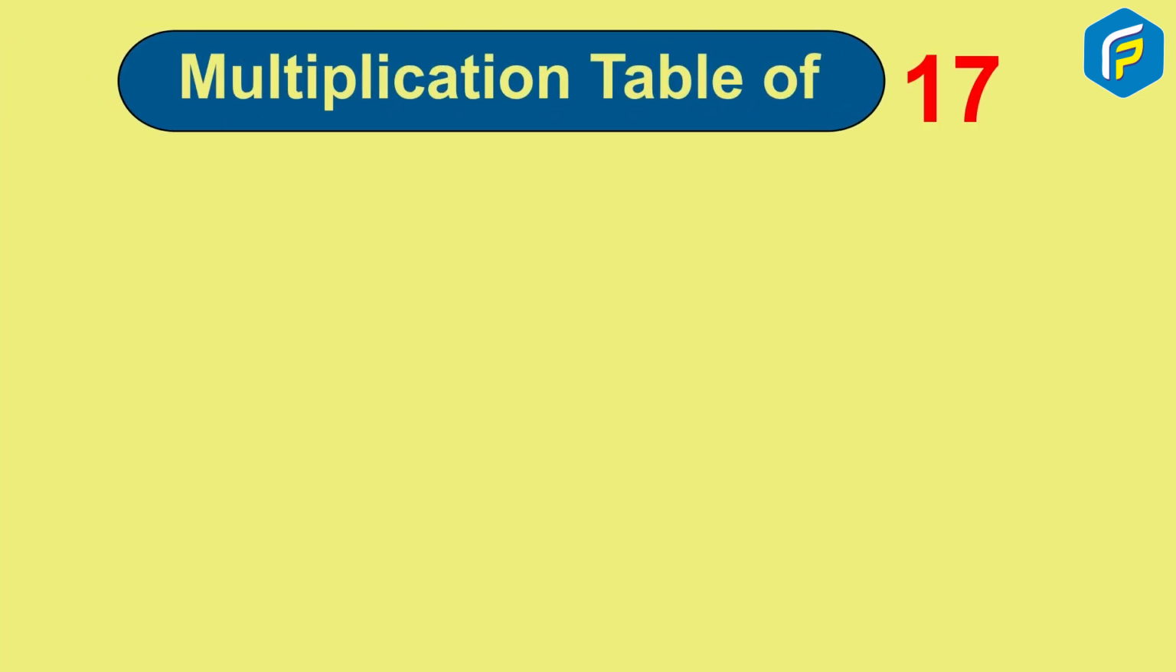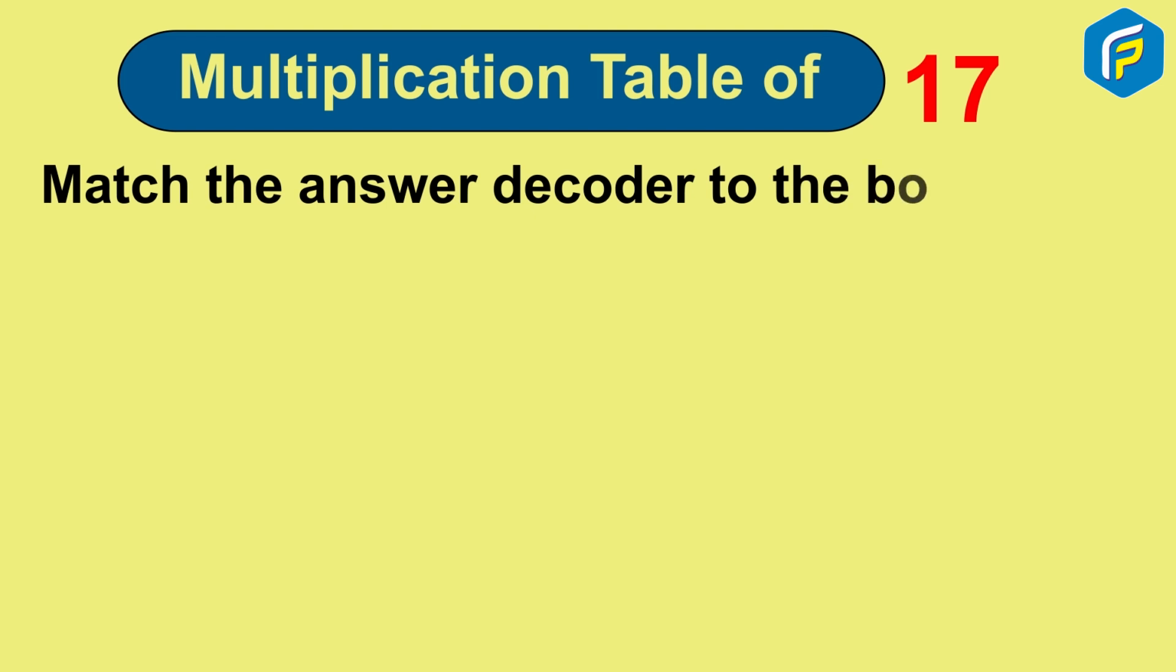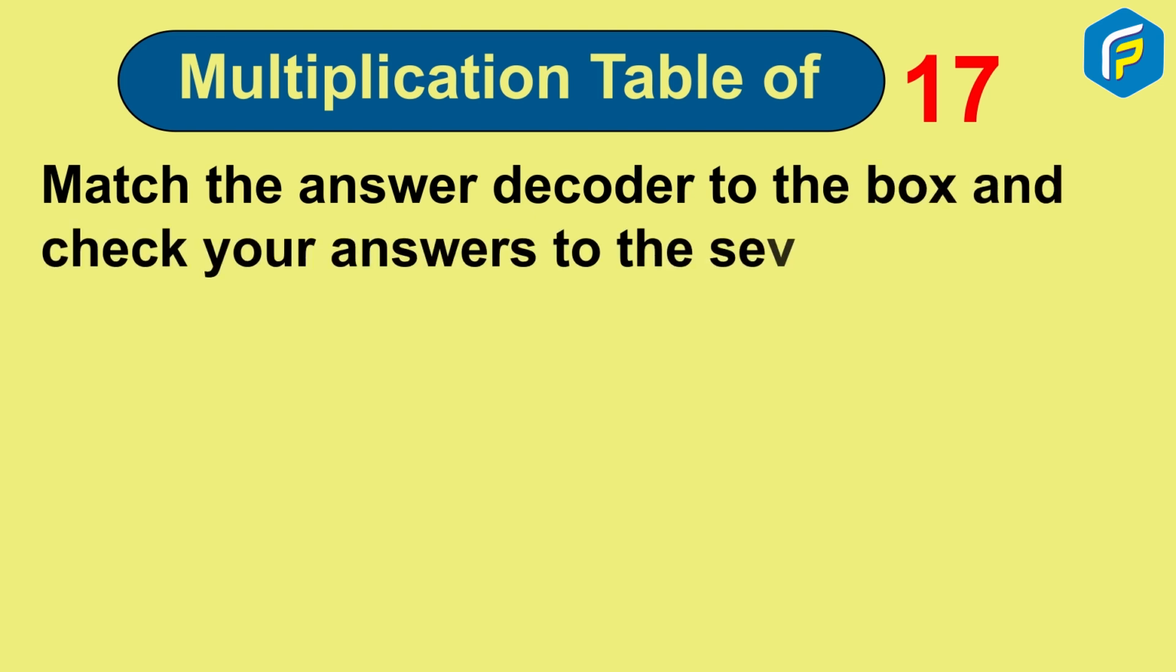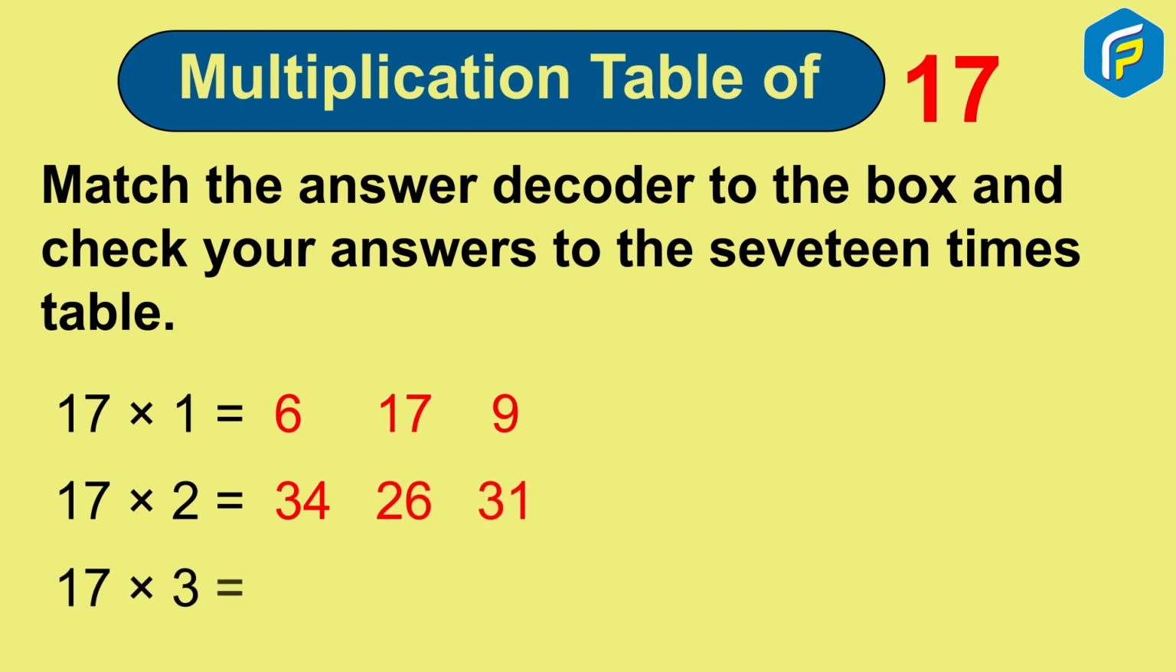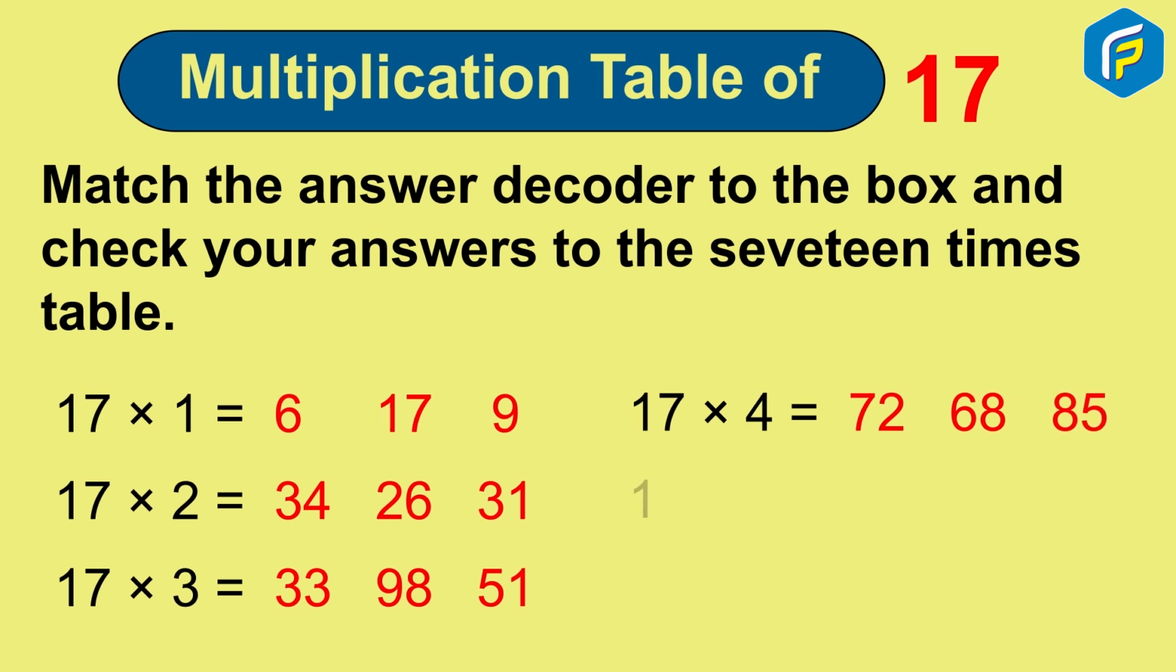Multiplication table of 17. Match the answer decoder to the box and check your answer to the 17 times table. 17 into 1 is equals to 17. 17 into 2 is equals to 34. 17 into 3 is equals to 51. 17 into 4 is equals to 68.